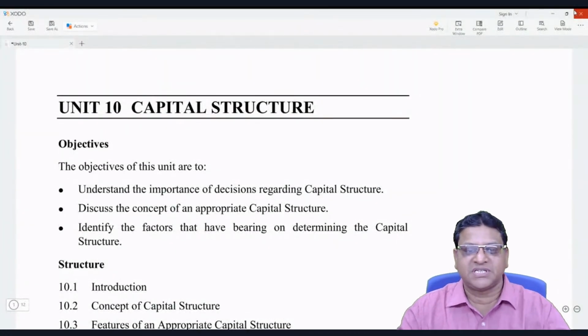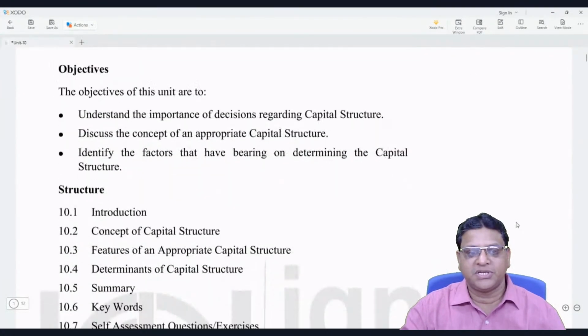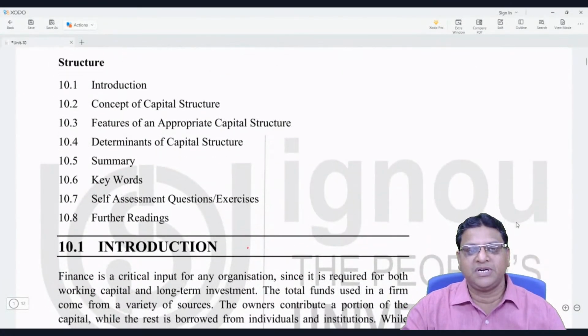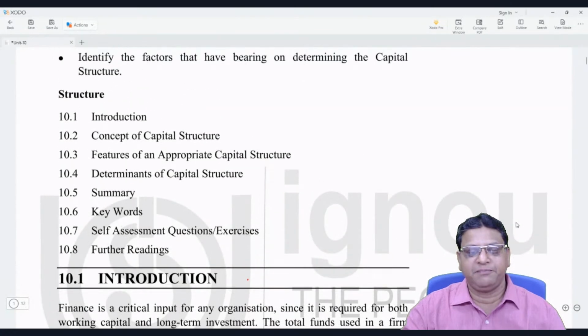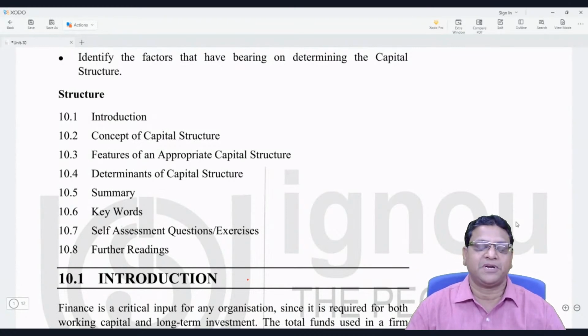So, what is our scheme of discussion in today's class? First, we will give a brief introduction on capital structure. Next, we will discuss the concept of capital structure. Next, we will discuss different features of appropriate capital structure. Next, we will discuss determinants of capital structure. Next, we will summarize our discussion. We will discuss some keywords and some assessment questions.